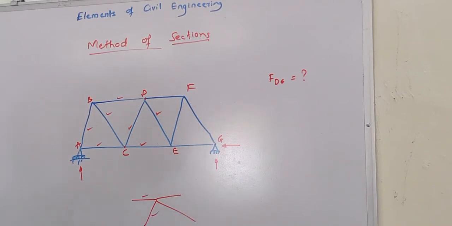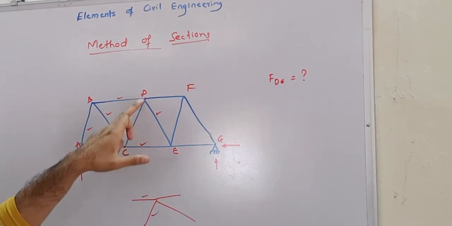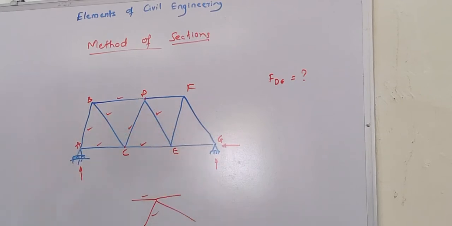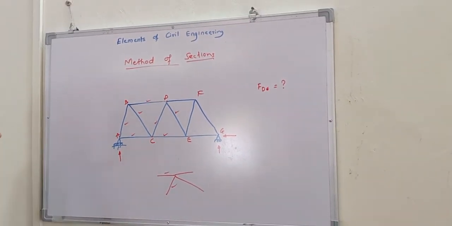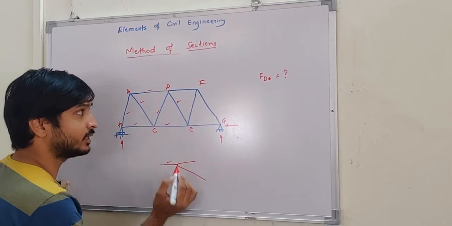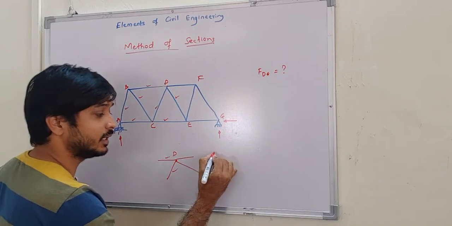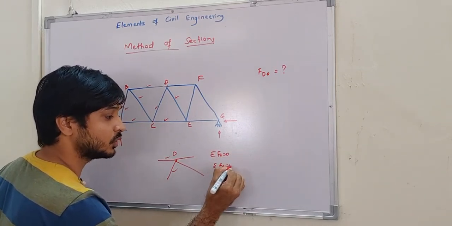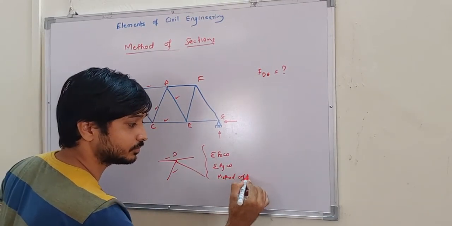In those cases, we come to the method of sections, where we can directly find the force in the member DE without calculating the force in other members. So this is the method of sections. Have you understood? Any doubt here? In method of joints, we take any joint, say joint D, and calculate the equilibrium of joint D by using summation of Fx equals 0 and summation of Fy equals 0. This is the method of joints.